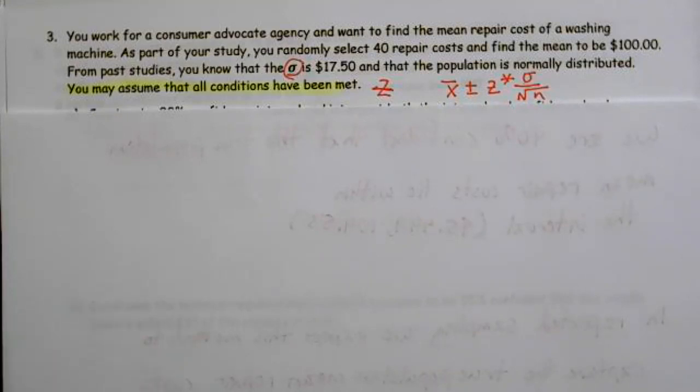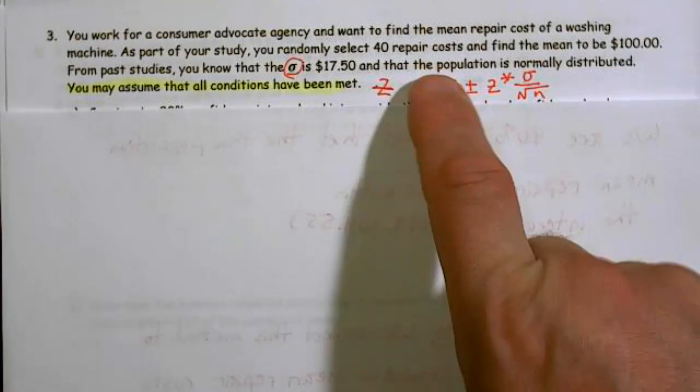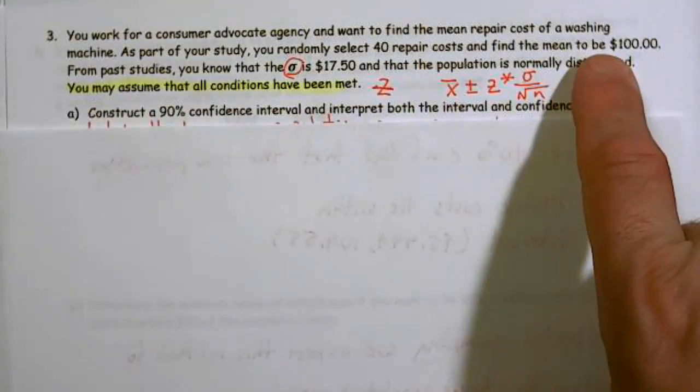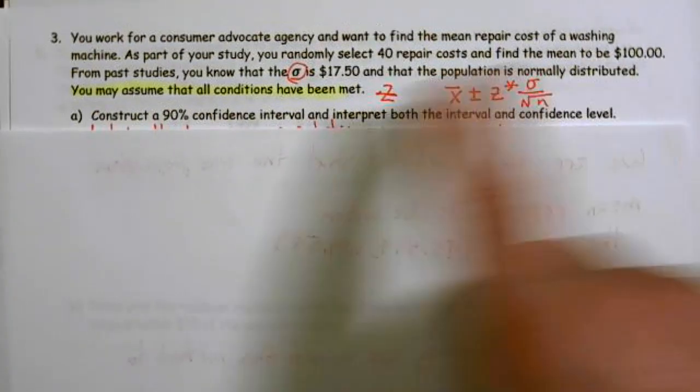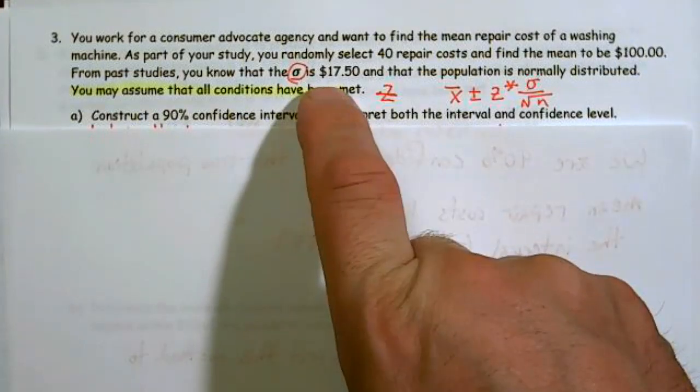So you work for a consumer advocate agency and want to find the mean repair cost of a washing machine. As part of your study, you randomly select 40, we have a sample size of 40 repair costs, and find a mean to be $100. From past studies, you know that the standard deviation of the population is 17.5.